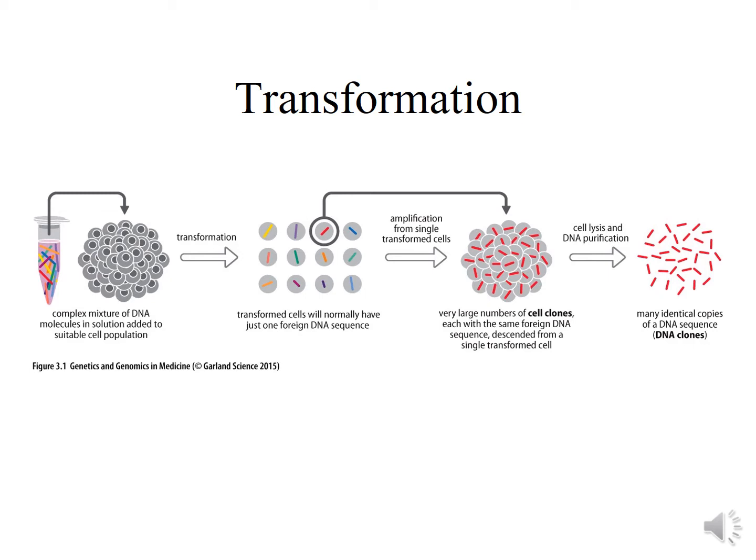Following amplification of cell growth, cells can be lysed and the DNA can be purified, obtaining many identical copies of a DNA sequence or clone.